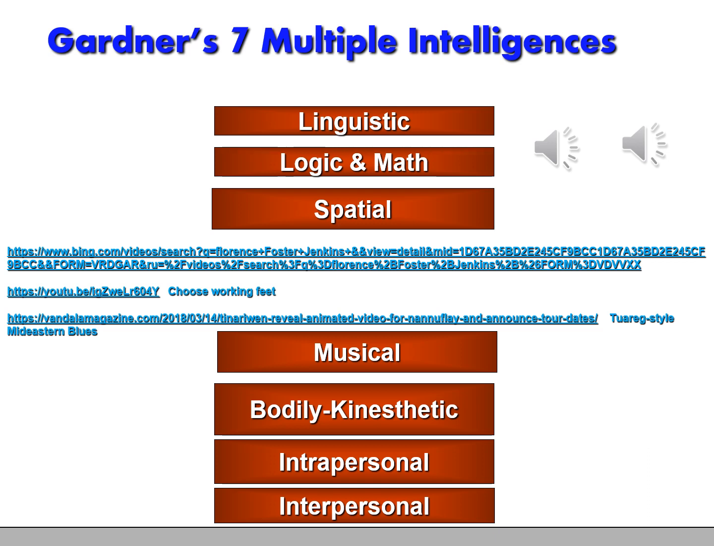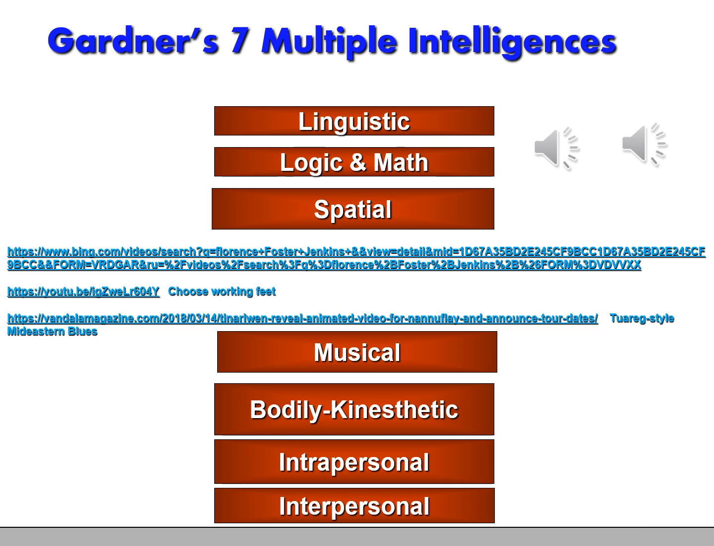Next two, we'll tackle them at the same time. Think of what intra means and what inter means. Intra, perhaps like intrastate commerce or intramural sports. Intra means within, so that would be self-knowledge. Do you know yourself? Do you learn from your mistakes?